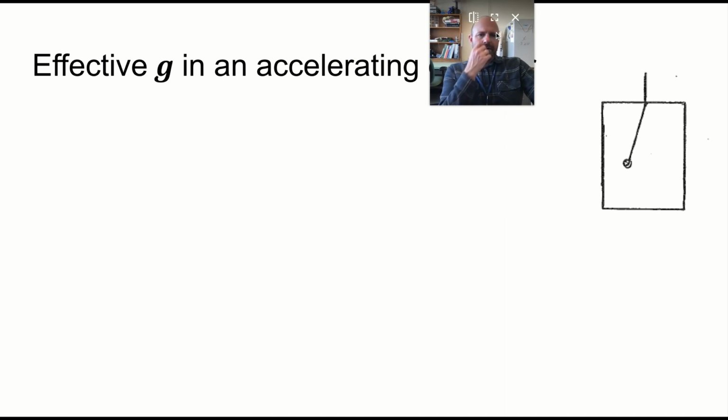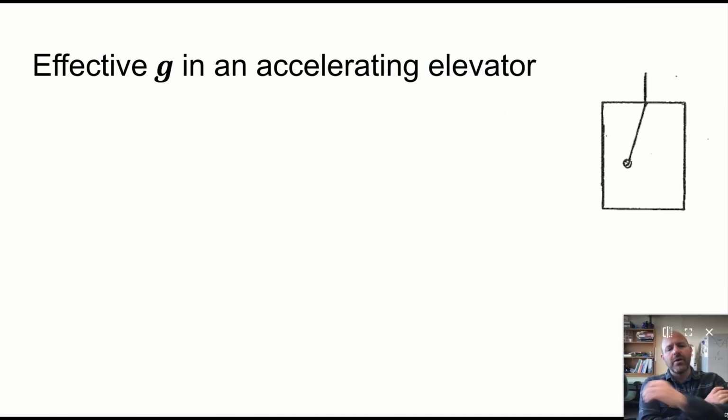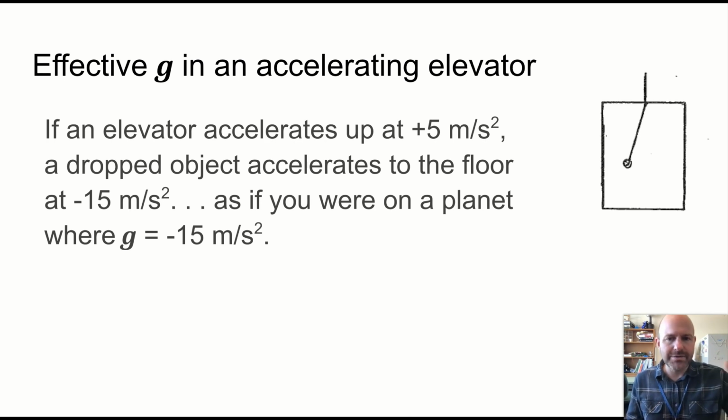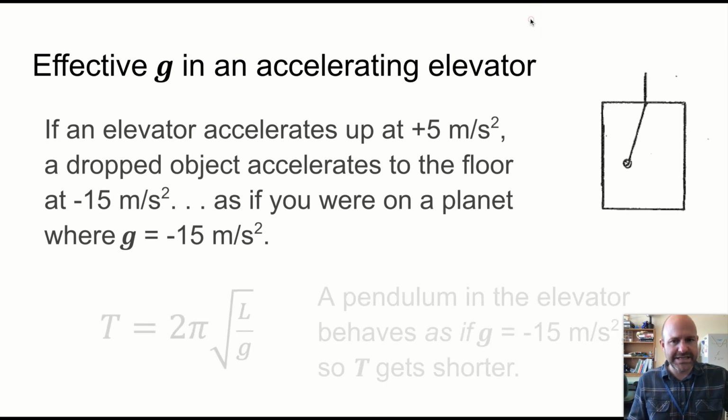There's another thing to think about here, and we've talked about this a little bit. When you are going up and down in an elevator and it's accelerating, we feel as though our weight changes, but really it's just the acceleration of the system. And when you're in an accelerating reference frame, we can think about what is the effective g? What does it appear that little g is? If it accelerates up at 5 meters per second squared, and you think about dropping an object and measuring its acceleration toward the floor relative to the elevator, it would be down at 15 meters per second squared. So it would act as though we were on a planet where g was 15 meters per second squared.